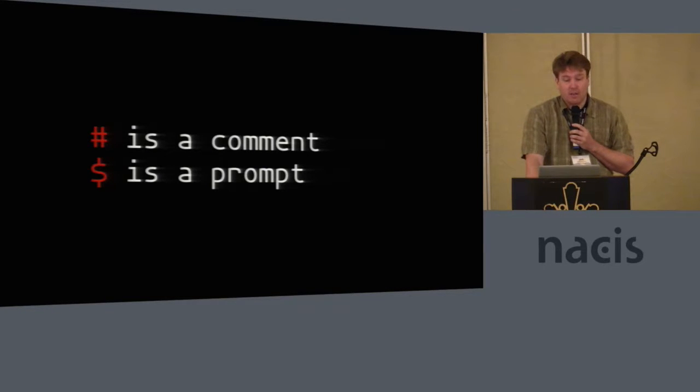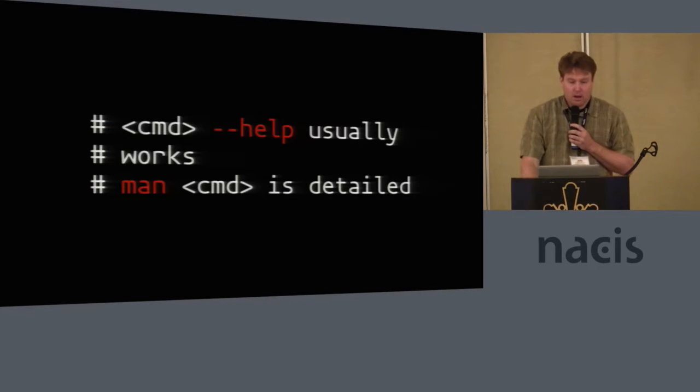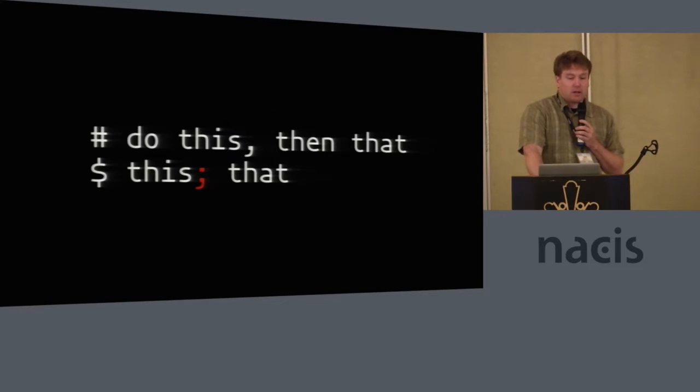A pound sign is a comment. A $ is a prompt, so if you see the $, it's the thing that sits at the beginning. Type everything after that. --help is really useful. That'll give you short options for things. man, which is short for manual, will give you the man page for different commands, and that's where stuff gets explained. You get all sorts of different options, more detailed.